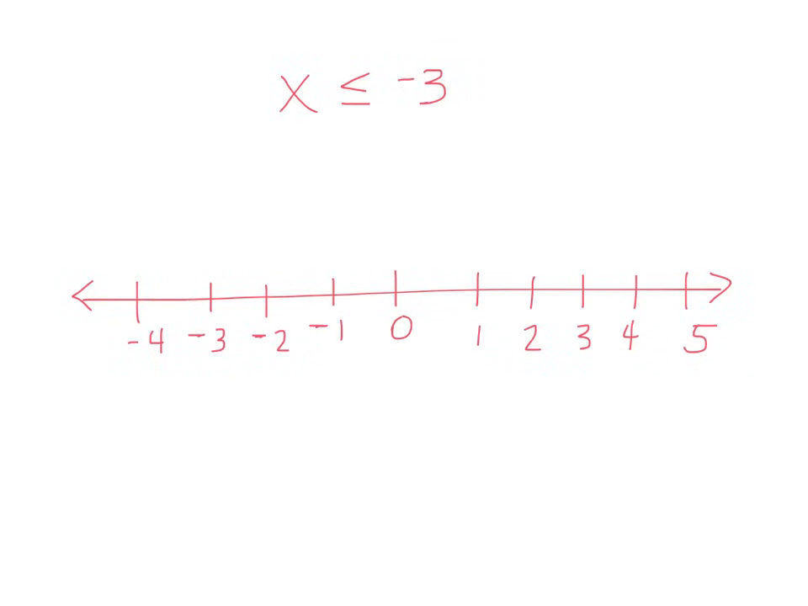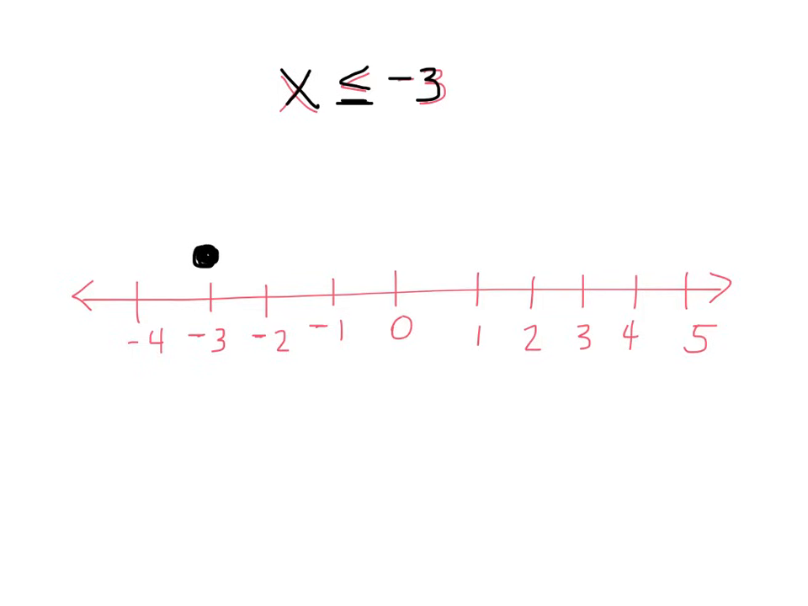Let's try another one. This time it says x is less than or equal to negative 3. Okay, so first thing, you're going to come to negative 3. You're going to put your circle. Okay? Now, it has this little or equal to. That means it can be equal to negative 3. So you get to fill that in this time. When it's equal to, you fill the circle in.